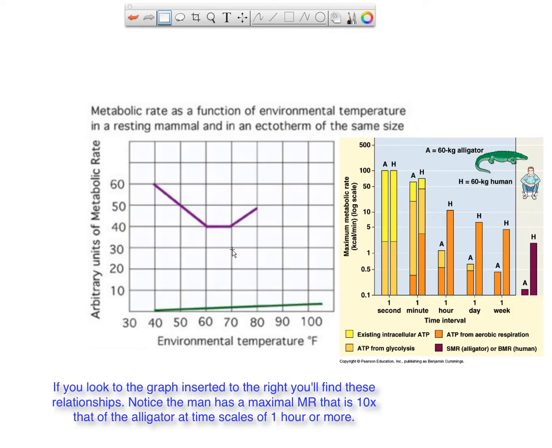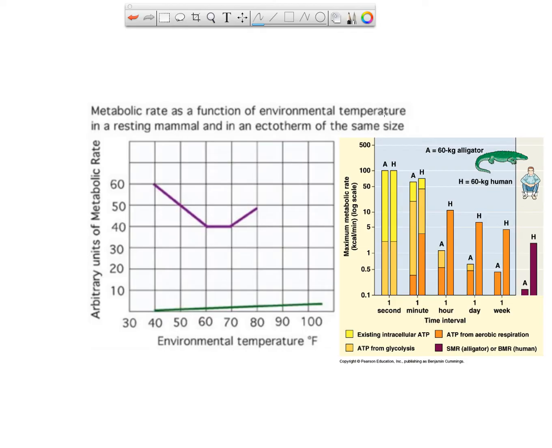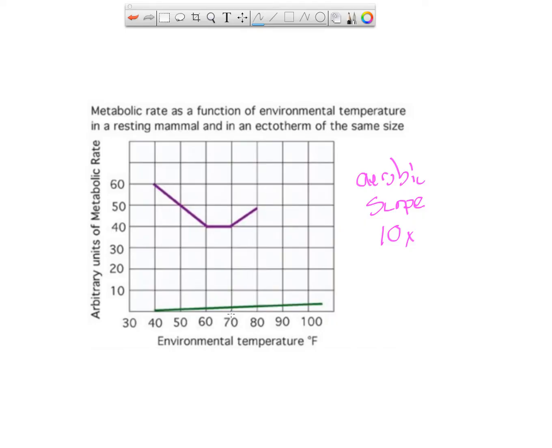The relationship between these two values is called aerobic scope. It is the relationship between basal metabolic rate and maximal metabolic rate, and as a rule of thumb, it's a 10x relationship, just as the difference between regulators and conformers is, as a rule of thumb, a 10x relationship.